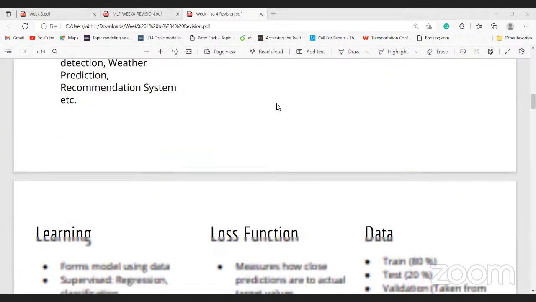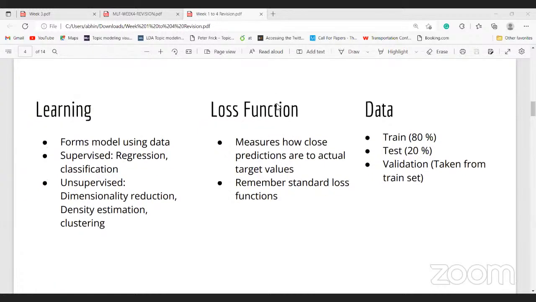Yes, sir. Next thing is learning. So what is actually learning? Learning is the process in which data is converted to a model. So the model is formed using data. Now there can be two kinds of learning: supervised learning and unsupervised learning. The name itself says it all. Supervised learning means your data set has target variables, the real values of target variables.